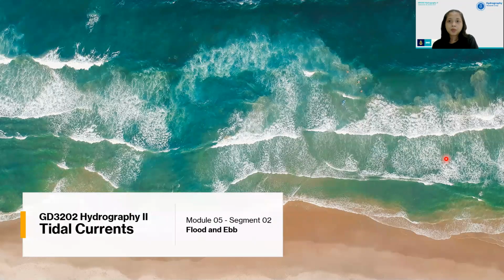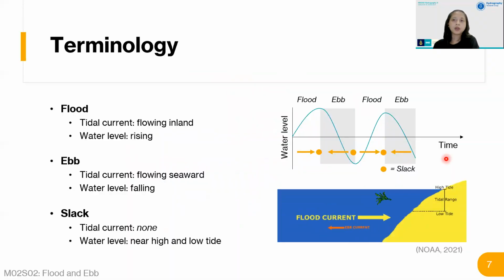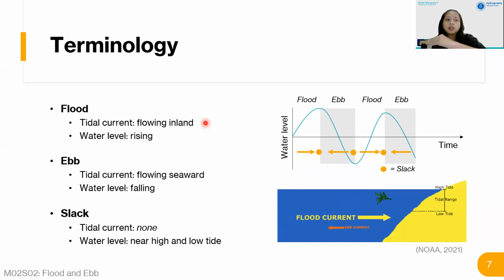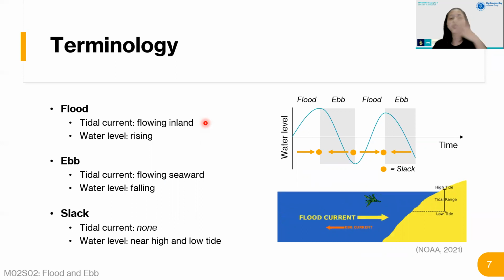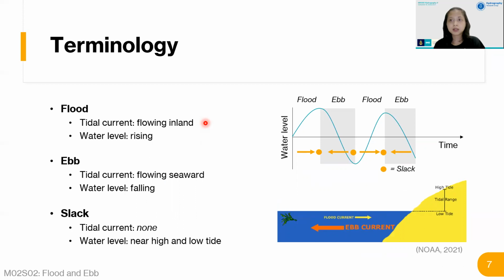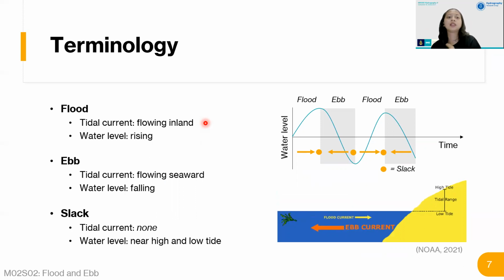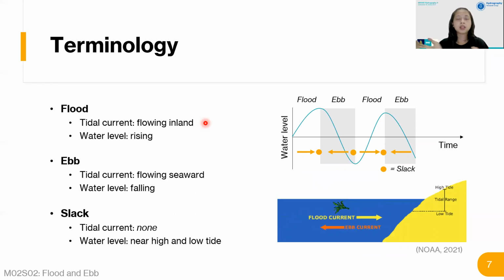Now we are going to talk more about flood and ebb. I think you already understand this, but I'm just going to repeat it. So flood is basically when the tidal current is moving inland, caused by the rising of the water level. Okay, it's the other way around from what you might think, because the water level is rising because of those forces that you have learned a couple of weeks ago. Then there's a current that is moving inland. And the other way around, it's the same thing. So when the water level is falling, the water is actually moving seaward.